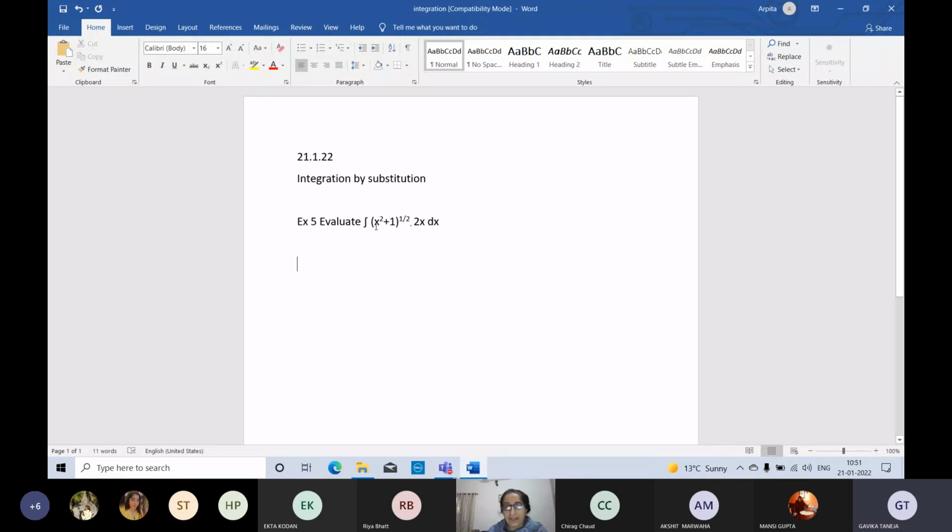So we're trying to find something in common. If I look at x square plus 1, not only is the derivative of x square 2x, but if I differentiate x square plus 1, it is also going to give me 2x. Am I right? Yes, ma'am. So let me assume u is equal to x square plus 1, because x is already used, so we're using some other variable.